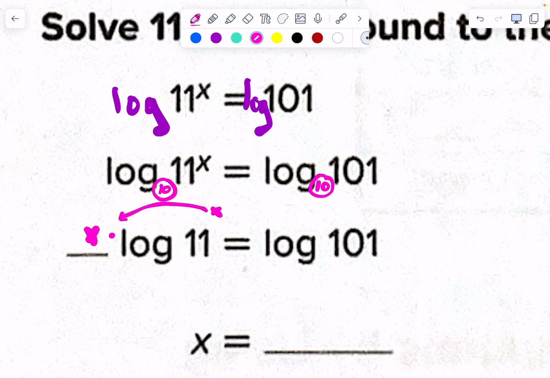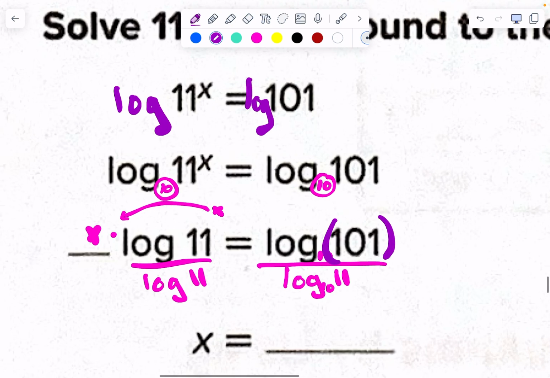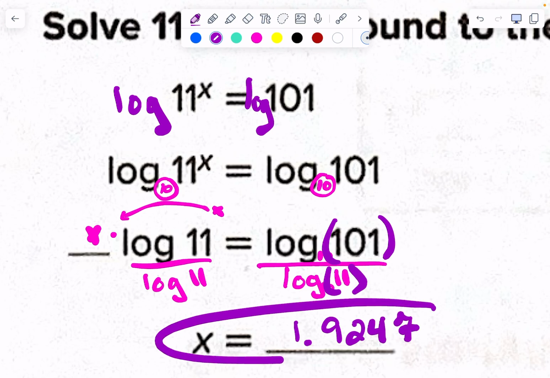X times log 11 equals log of 101. Okay, now, if I want to get this x by itself, how do I get rid of the log 11? I'm going to divide by log 11 and divide by log 11. So I have log of 101 divided by log 11. That's a base 10. I can put it in my calculator. So what I want you to do is type this in, practice typing it in. Log of 101, if you open parentheses, you've got to close your parenthesis before you divide by that. And it is 1.9247, to 4 decimal places.